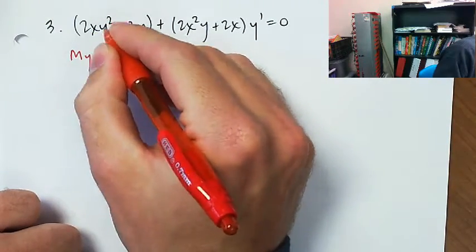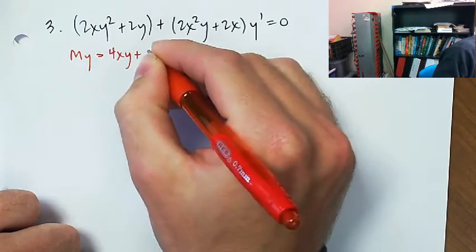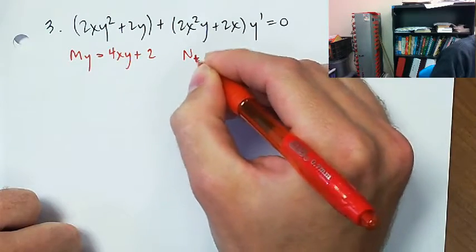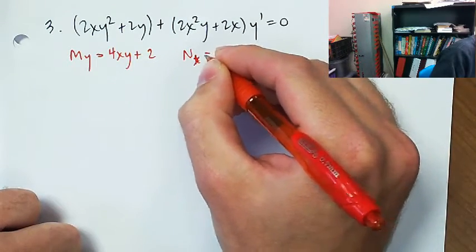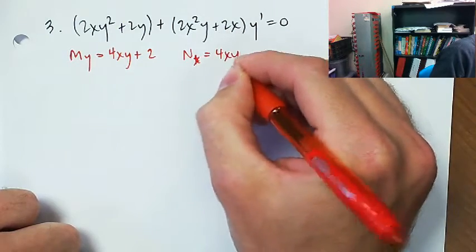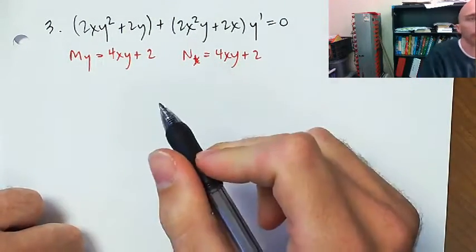The partial with respect to y equals 4xy to the 1st plus 2. And with respect to x, if y depends on x, then that'll be 4 times x times y to the 1st plus 2. Well, it's the same, so it's exact. I'm going to be able to recover an implicit solution.